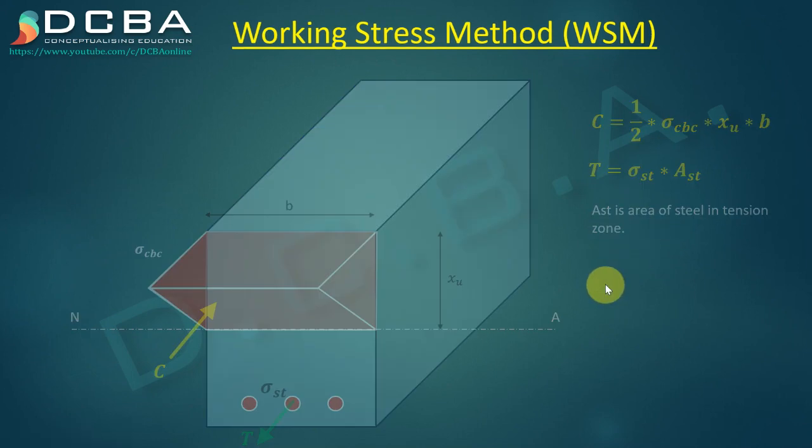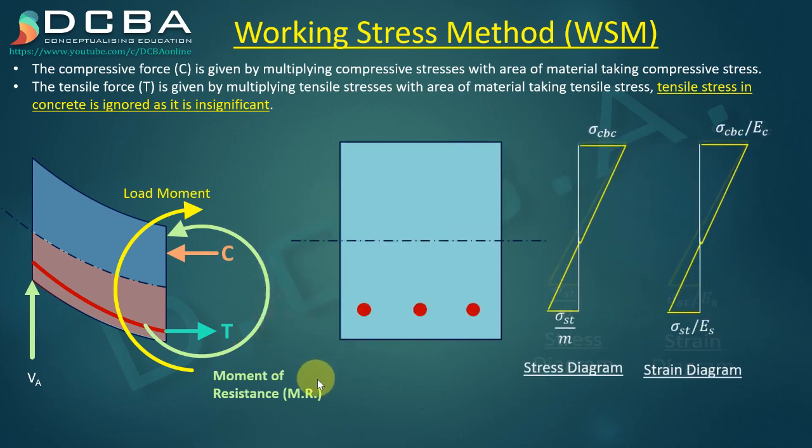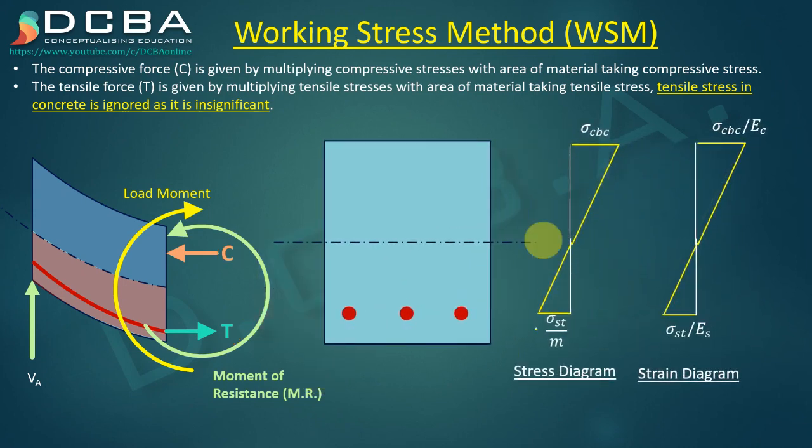Now since we have found what is C and what is T, can we find moment of resistance? Yes, we can. I'll be just drawing a few notations here. D, which we have already studied, is the effective depth till the layer of the steel. Xu is the neutral axis depth, right? If I want to draw my C and T here, C will be acting here at a distance of xu by 3 and T will be acting at the level of steel.